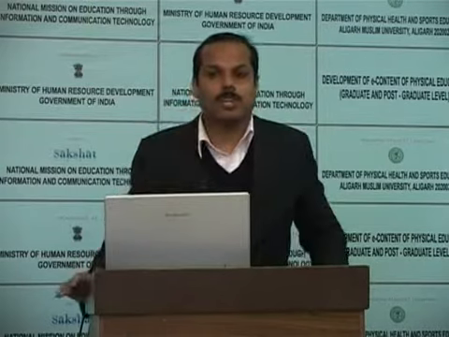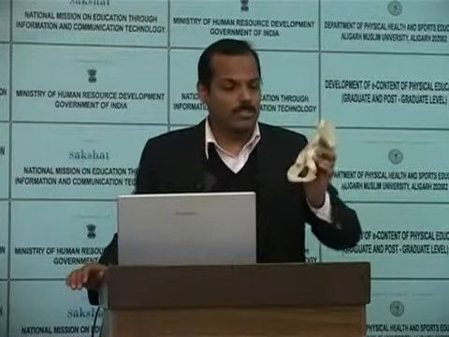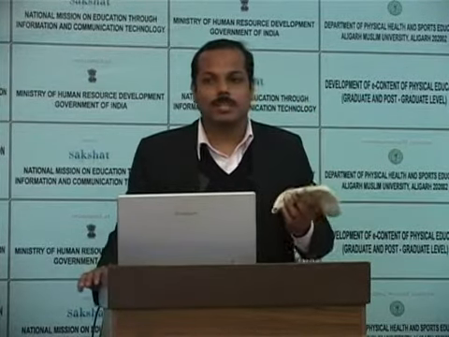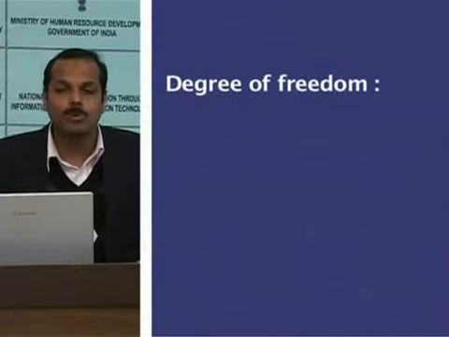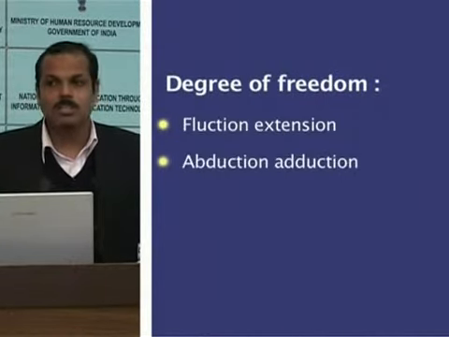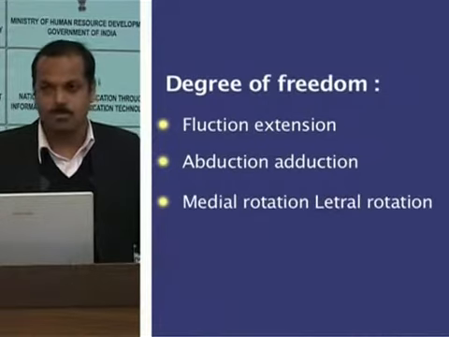Inferior to the most medial point of the femoral head, there is a part called the fovea, which is not covered by articular cartilage. The hip joint is a synovial joint of the ball and socket variety. It has 3 degrees of freedom, meaning it can move in 3 planes. The first is flexion and extension, the second is abduction and adduction, the third is medial and lateral rotation.